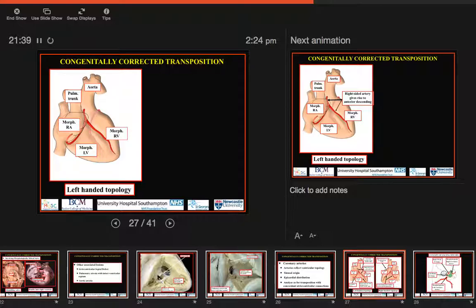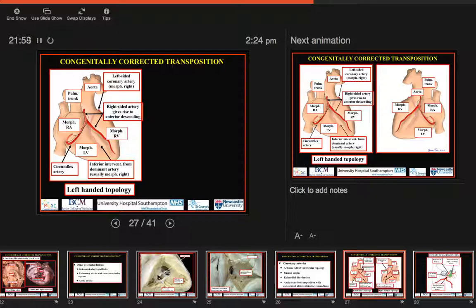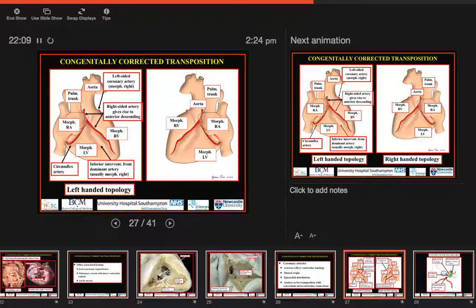So usually, in the setting of left-handed topology, usual atrial arrangement, the right-sided artery is morphologically left and gives rise to circumflex and anterior interventricular branches, whereas it is the left-sided coronary artery that is morphologically right, and in this instance, the inferior interventricular artery will most usually arise from the left-sided dominant coronary artery.